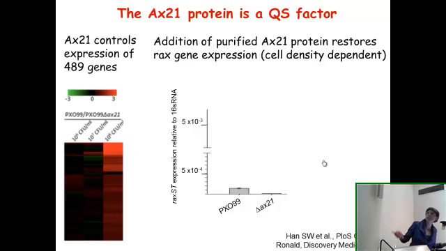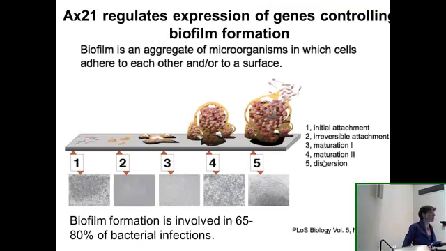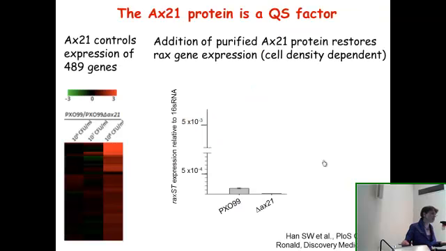So we used this as a marker, and Sangwa Khan in the lab purified recombinant AX21 and added it back. So simply exogenous addition to the bacterial mutant strain, and you can see it restored raxST expression, and this is at high density. This is dose dependent, so higher amounts of recombinant AX21 induce higher levels of expression. So this indicated that AX21 protein is indeed a quorum sensing factor.